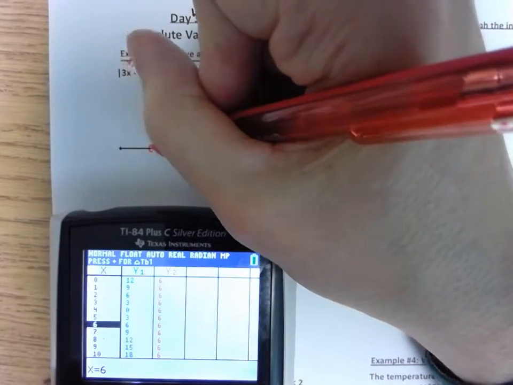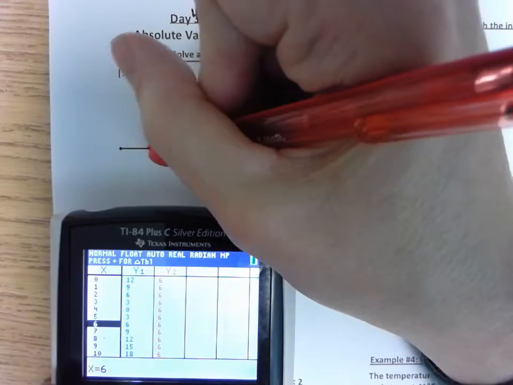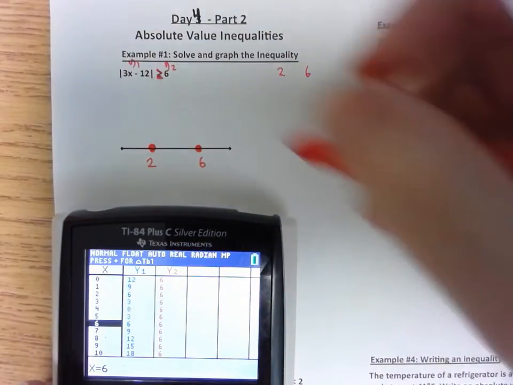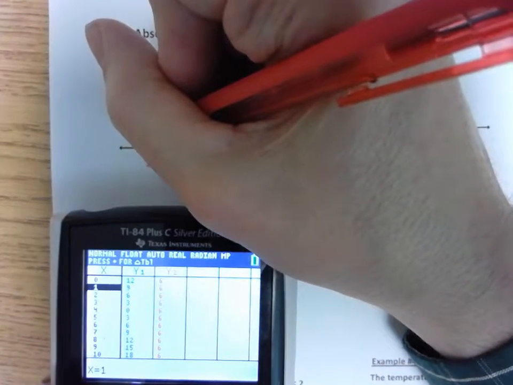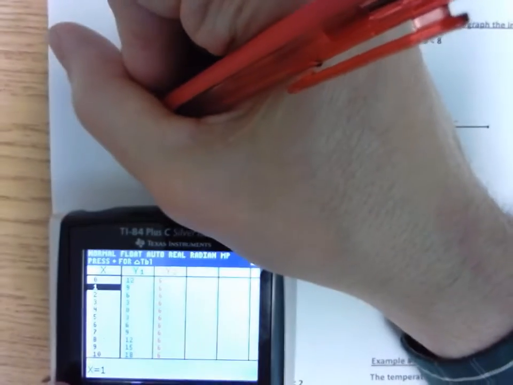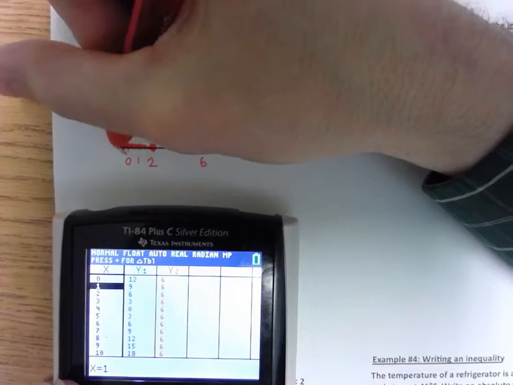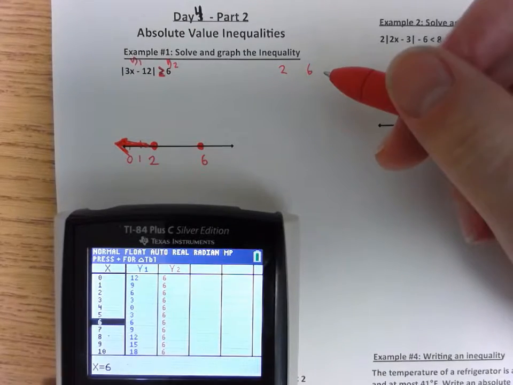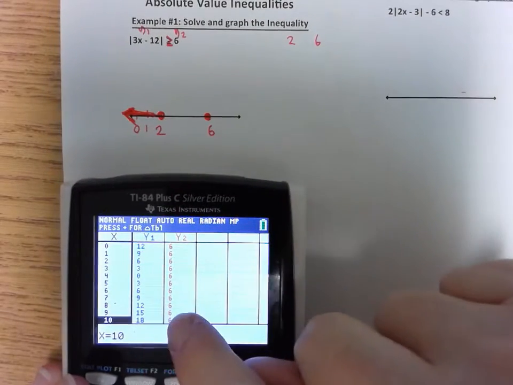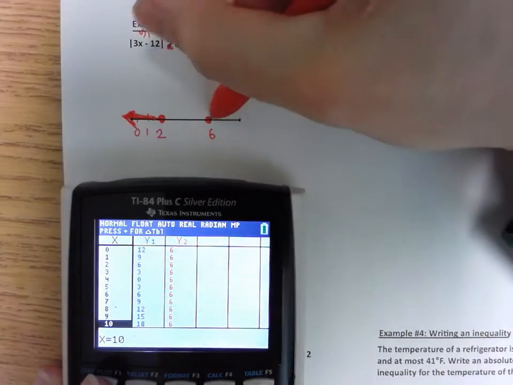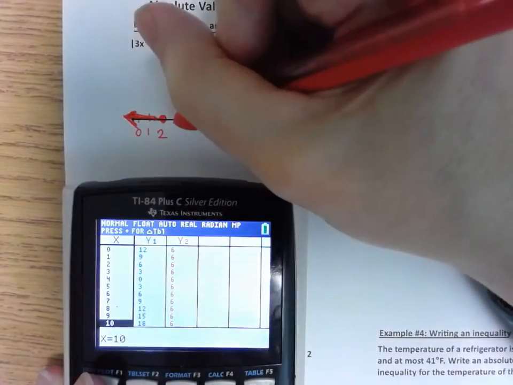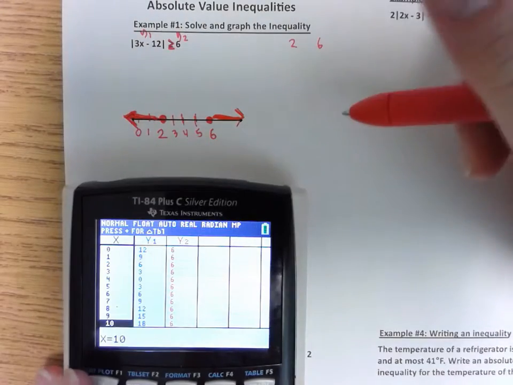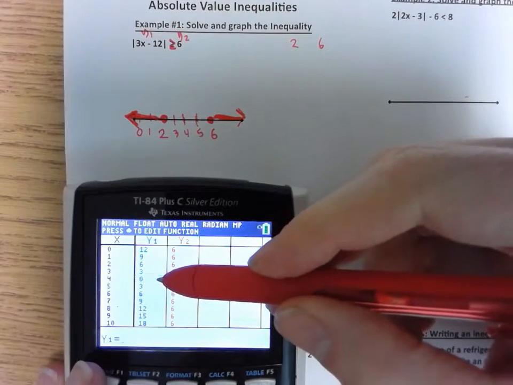I'll do the smallest number on the left side, so 2 and 6. 2 works, negative 3 works, 1 works, 0 works. Anything to the left of 2 works, okay? It gives me a number greater than or equal to 6. But also, anything above 6 works, 6, 7, 8, 9, 10. Look at those y values, they're all greater than or equal to 6. But numbers like 3, 4, 5, none of those work.